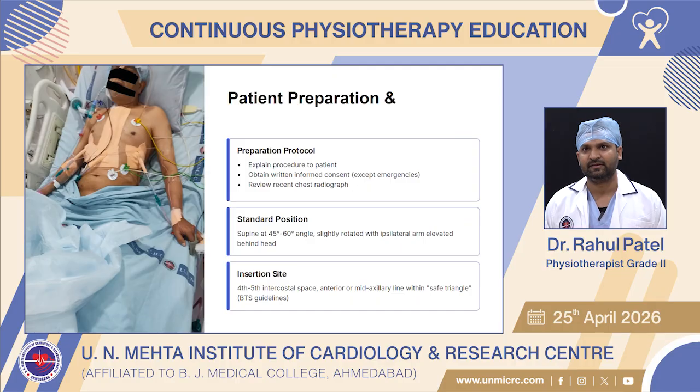Preparation protocol. Explain procedure to patient. Obtain written informed consent. Accept emergency. Review the chest radiograph. Standard position: supine at 45 to 60 degree angle, slightly rotated with ipsilateral arm elevated behind head. Insertion site: 4th to 5th intercostal space, anterior or mid-axillary line within safe triangle, per BTS guideline.